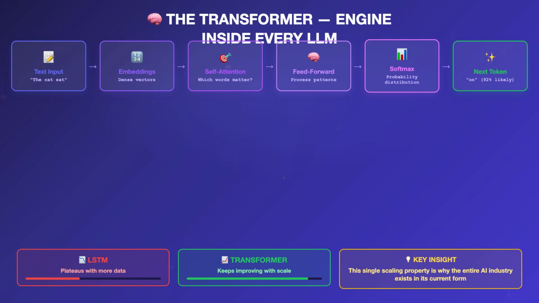The key insight from the lecture: transformers scale better than anything before them. LSTMs plateau. Transformers just keep getting better with more data and more compute. This single property is why the entire AI industry exists in its current form.